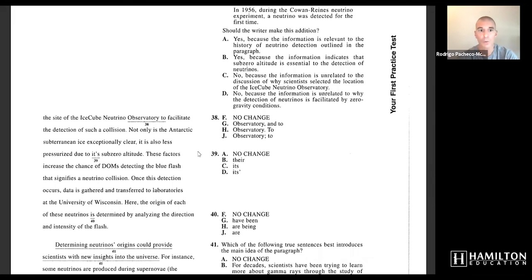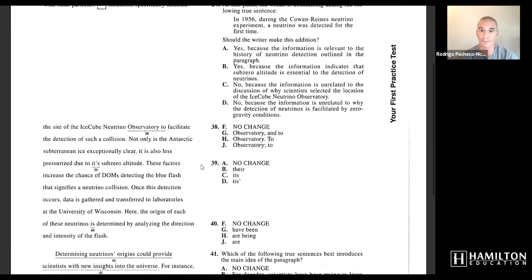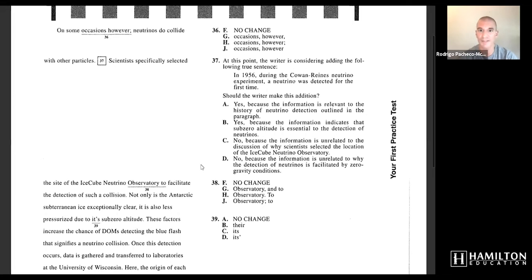Okay, so this is about one particular observatory, the IceCube Neutrino Observatory, which was built in the Antarctic subterranean ice. So we should keep that in mind as the focus of this paragraph. Now, if we look at the sentence that the author wants to add, in 1956, during the Cowan-Reines neutrino experiment, a neutrino was detected for the first time. We already know, based on how this passage began, that neutrinos have been detected. It's just that they are very difficult to detect.